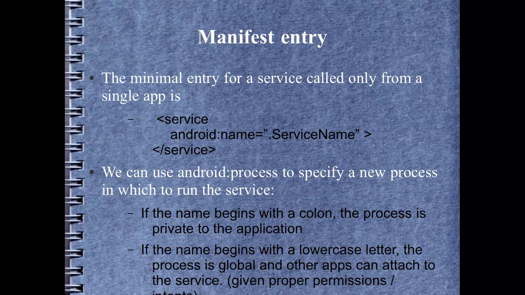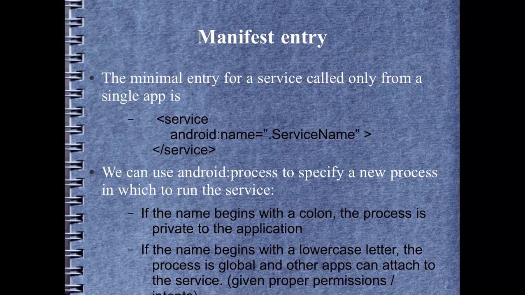There is a manifest entry for services, as you might expect, and the minimal entry is the service tag, with the android:name attribute set to the name of the class with a dot, or a period, in front of it. This is the same as setting up an activity manifest entry, as you might recall. But we use the service tag instead of the activity tag.